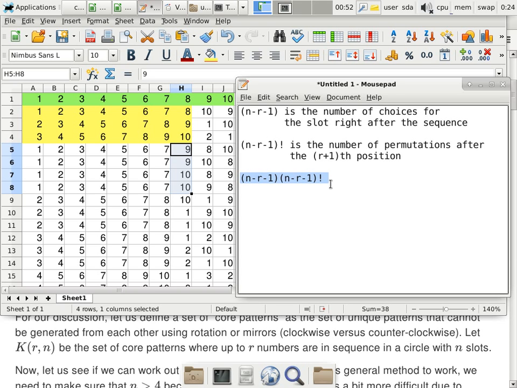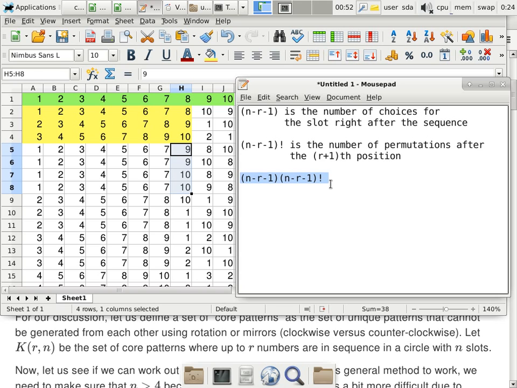Well, let's see whether it makes sense or not. N is 10, R is 7, sorry. 10 minus 7 is 3, 3 minus 1 is 2. 2 is 2. 2 factorial is also 2. 2 times 2 is 4. And we have 4 rows.